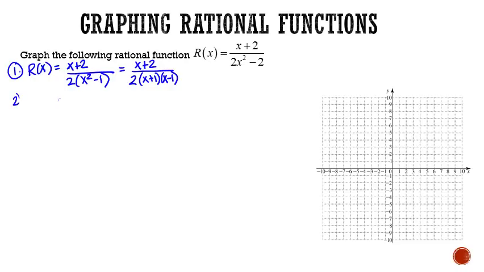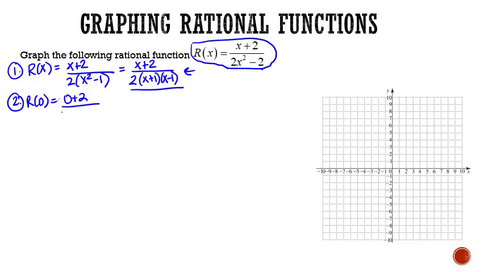Okay, step 2, find the y-intercept. Substitute in 0 for x. I get 0 plus 2. Since we didn't have any simplified version in step 1, this is the same thing, it's just the factored form of the original function. I'm going to use this original function for this part, just because I think it'll be a little bit easier.